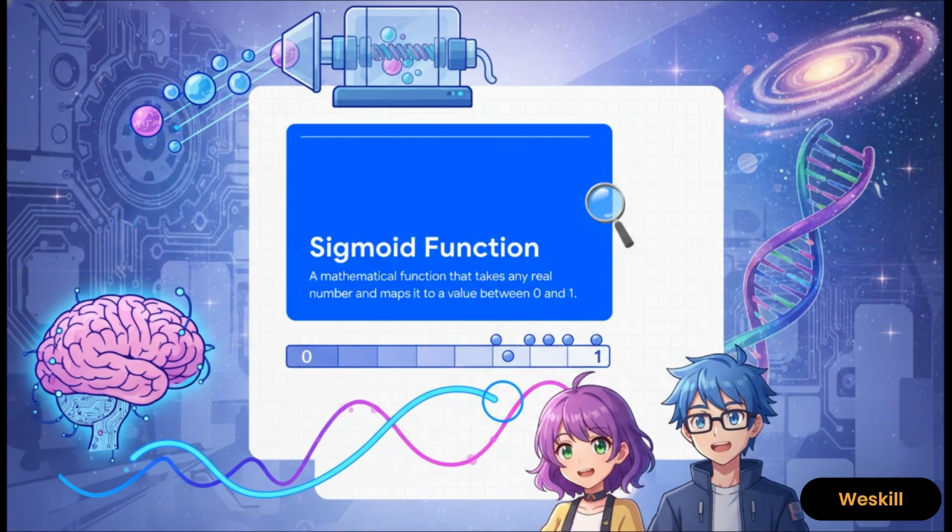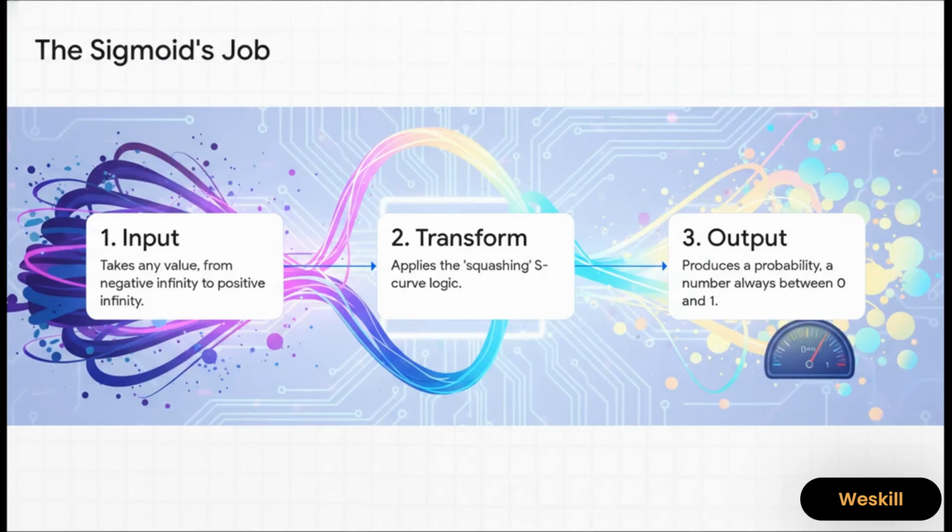The secret ingredient that makes this all work is a really cool mathematical tool called the Sigmoid function. The best way to think of it is as a kind of squashing machine. It can take any number you throw at it, any number, positive or negative, huge or tiny, and it neatly squishes it down so the output is always a value between 0 and 1. Its job is actually pretty simple and super elegant. First, you feed it any input value. Then it applies that S-curve transformation, that squashing logic. And what comes out the other end is always a clean, understandable probability.